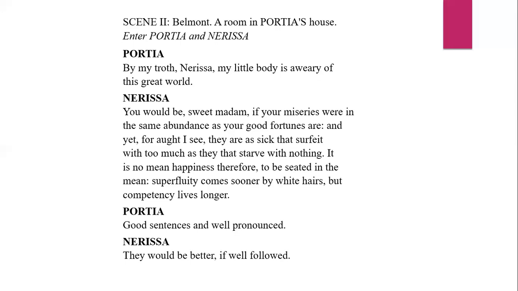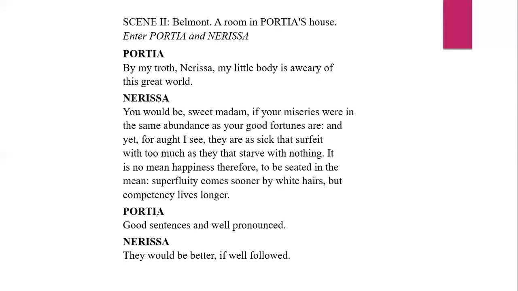So Portia is happy that Nerissa talked well. That is well spoken, good words, spoken in the right manner. Nerissa says they would be better if well followed. So Nerissa replies that it would be better if people follow this.